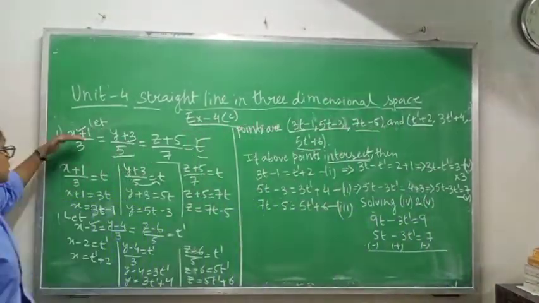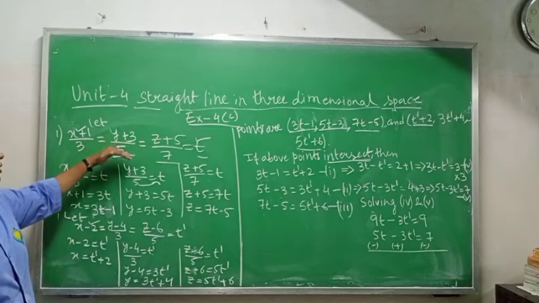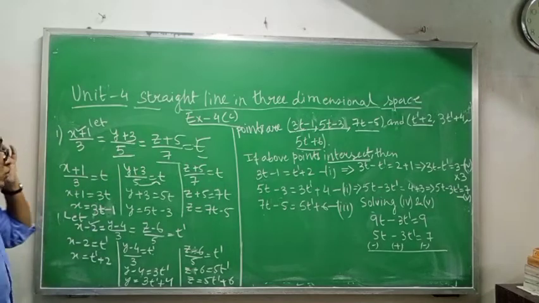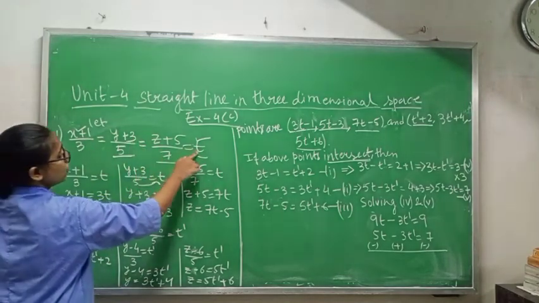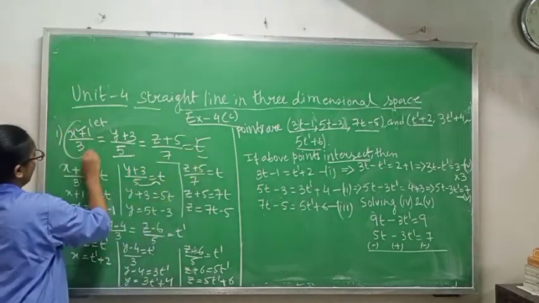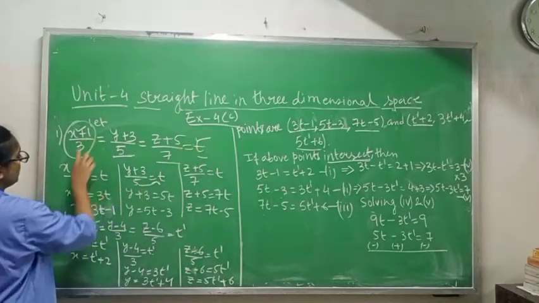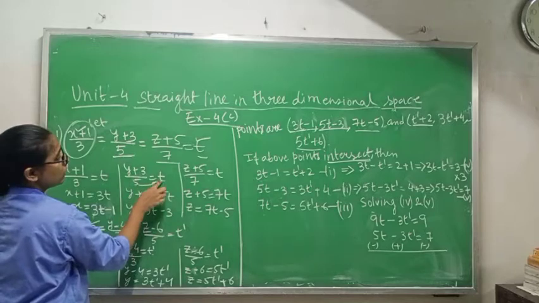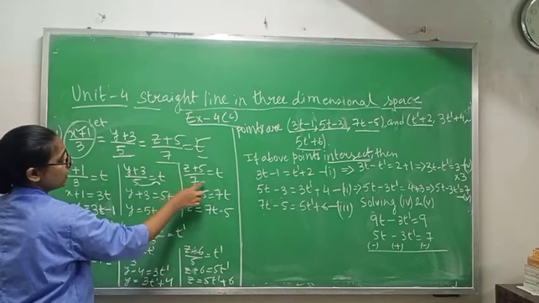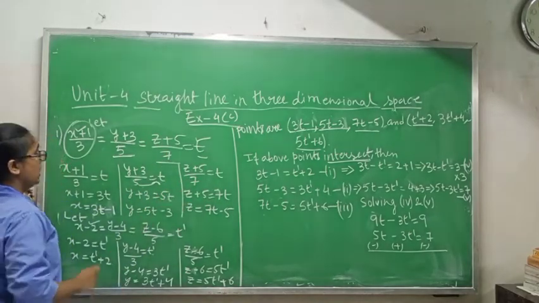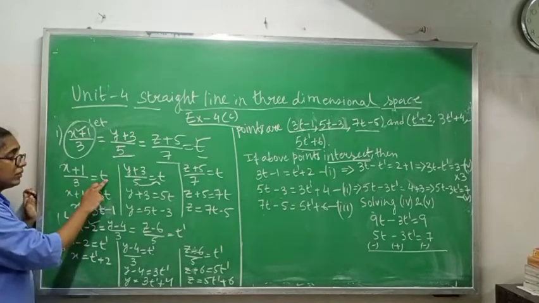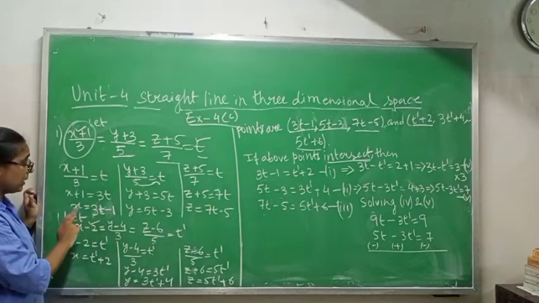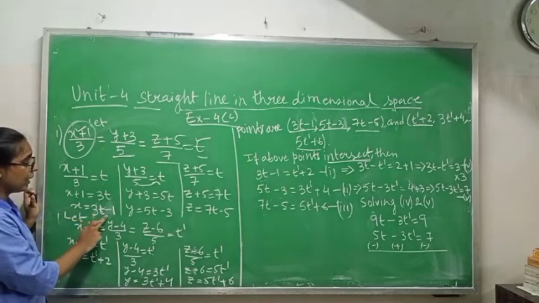First equation is (x+1)/3 = (y+3)/5 = (z+5)/7. So what I am doing is setting this whole thing equal to t. So (x+1)/3 equals t, then (y+3)/5 equals t, then (z+5)/7 equals t. Now 3 will multiply with t, it will become 3t. Plus 1 will go to the other side and become minus 1. That means the x value we are getting is 3t minus 1.